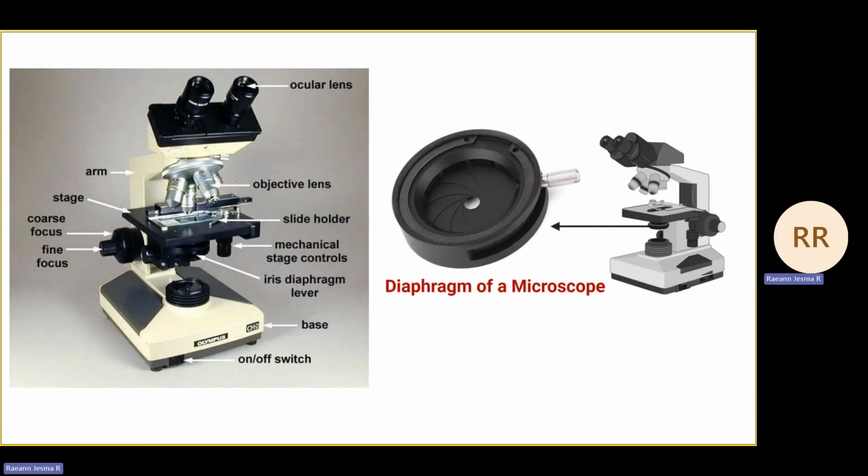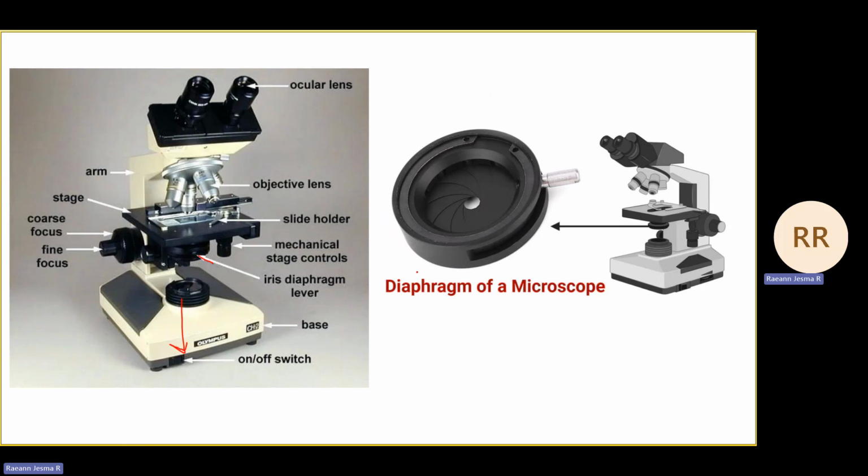Okay. So here you have a microscope, and in this microscope, this is a condenser lens, right? So this lens will focus the light to fall on the sample. Here we have something called a diaphragm lever. And if we look at the diaphragm of a microscope, this is how it will look.